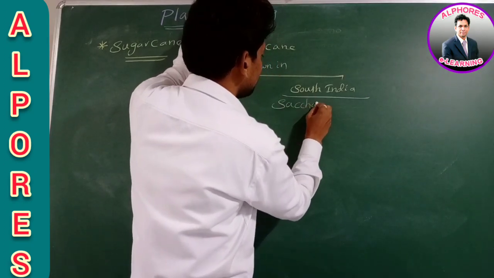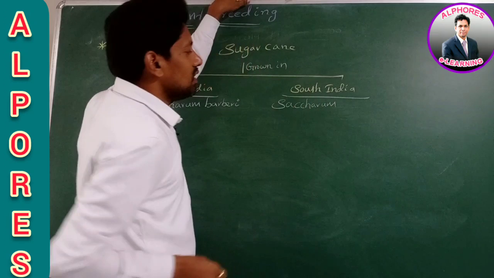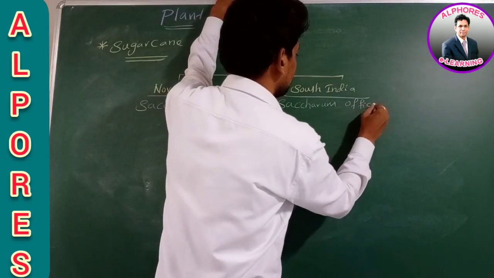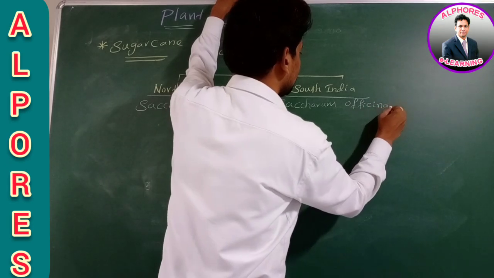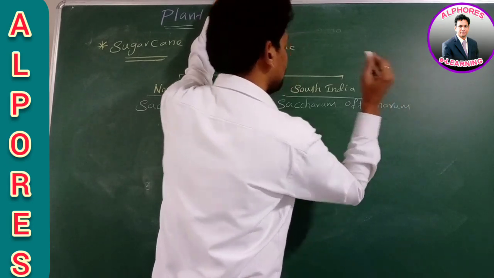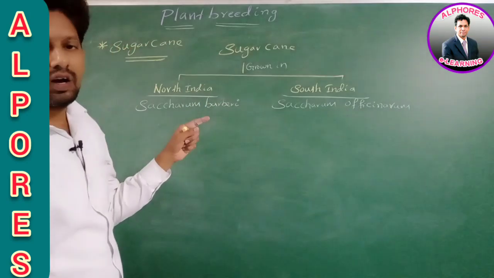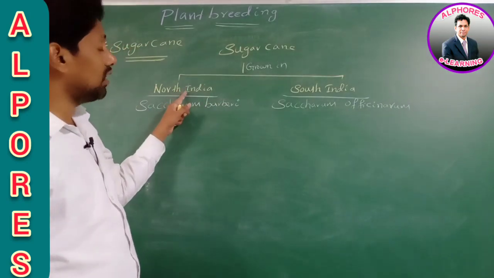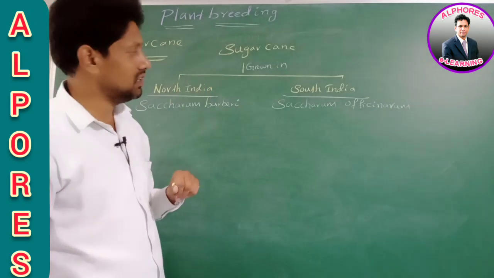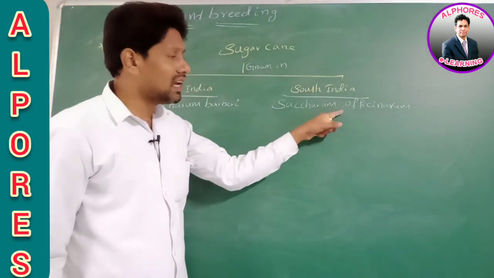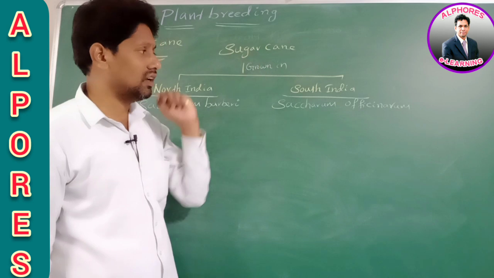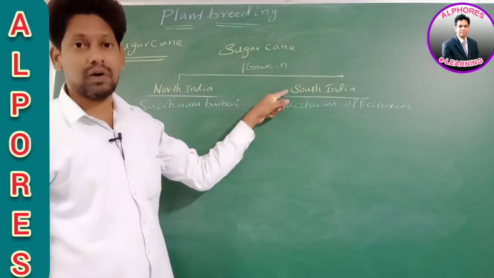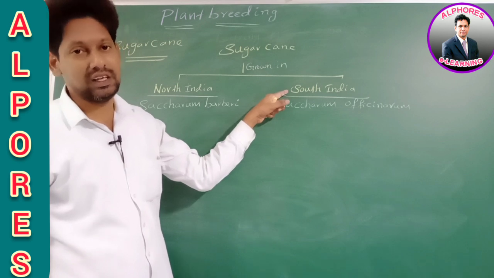I am writing the scientific names, the botanical names. Saccharum officinarum. Therefore, Saccharum barberi is a North Indian sugarcane variety, whereas Saccharum officinarum is a South Indian sugarcane variety. South part of India, that is South India.